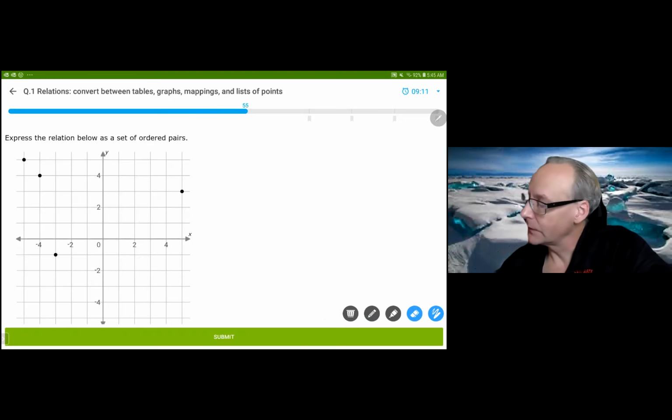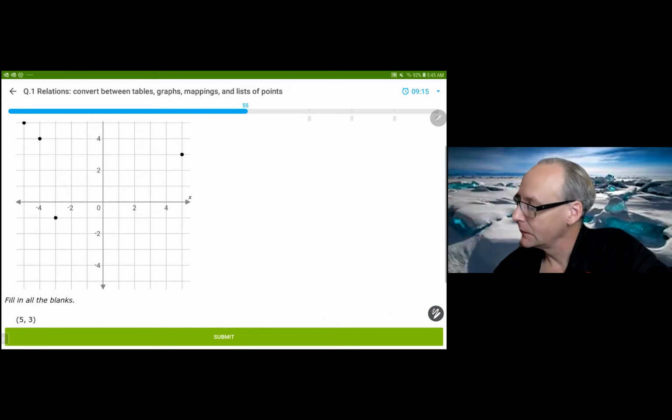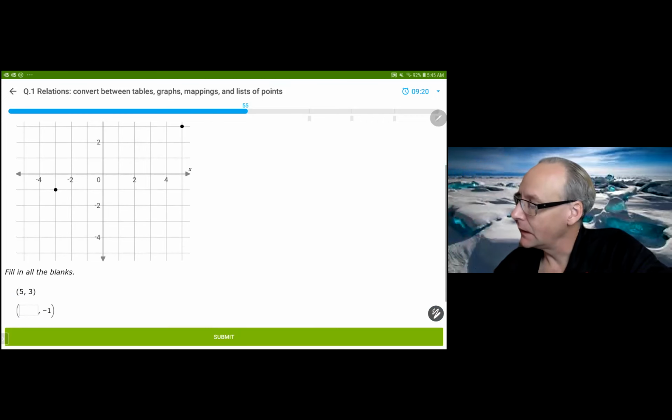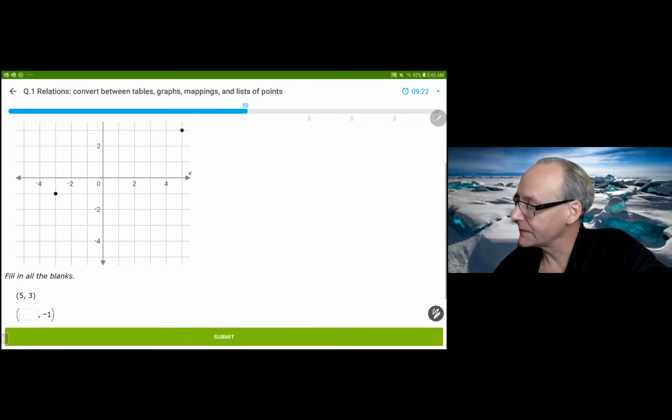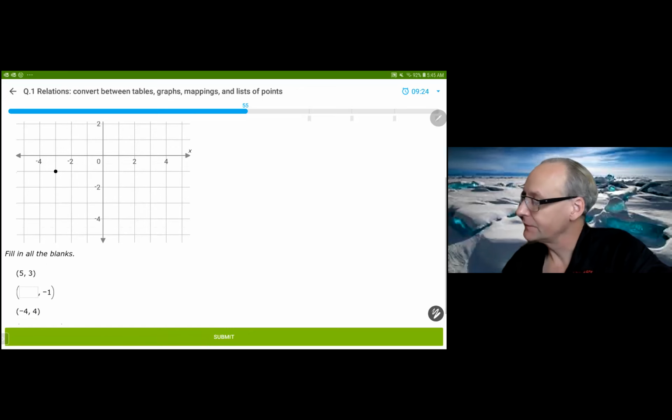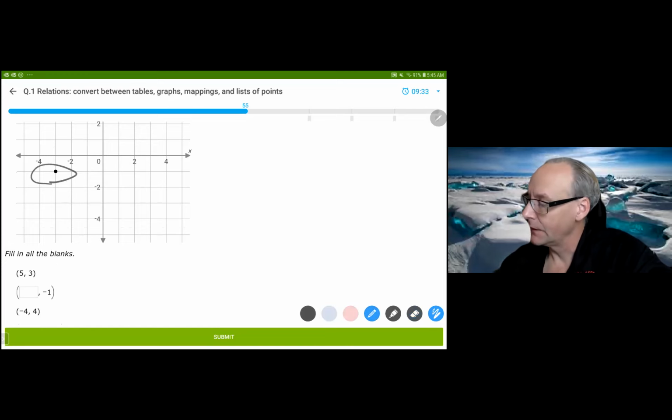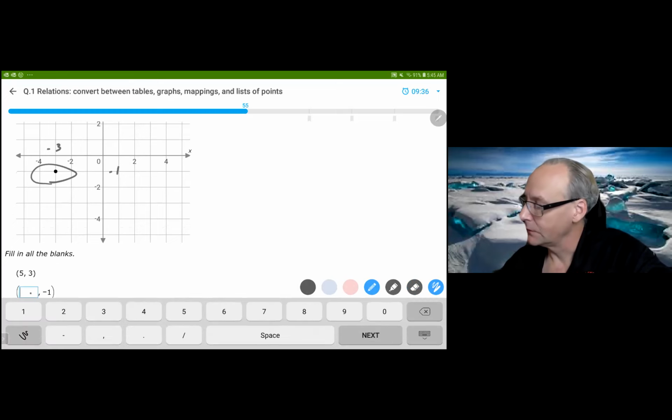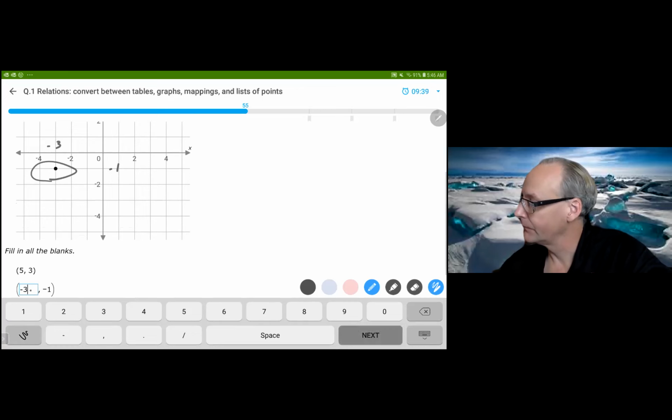Okay, we're supposed to write the ordered pairs. Get rid of this real quick. So we have a 5, 3. I see it. I have a blank, -1. That's -3, -1. So it's this point right here. It's not letting me write. Let's see. Oh, there it is. This is -3, -1. So I have to put in the -3.